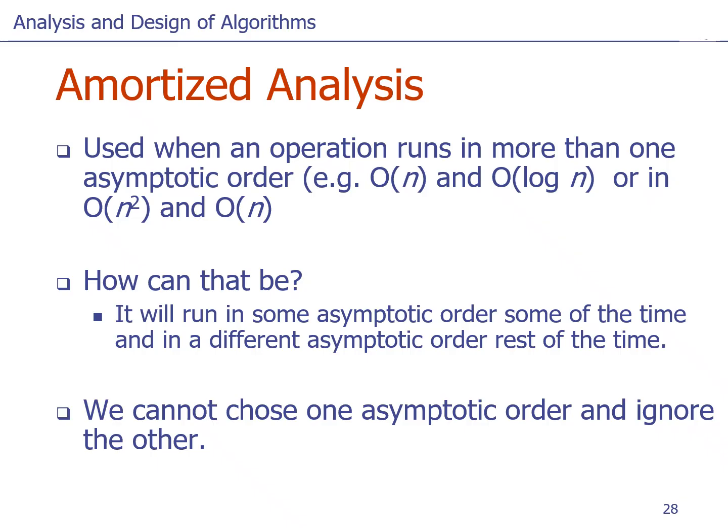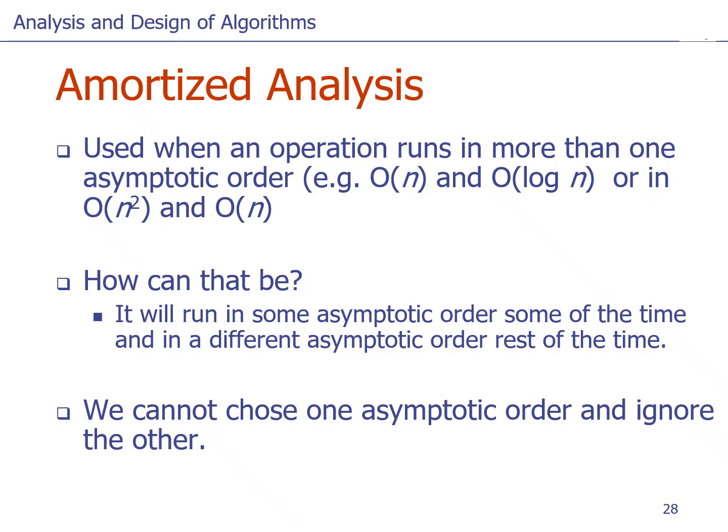Now, the problem with this approach of algorithm design is that it makes the analysis a little bit harder. Because going to our example in the previous slide, if I have an algorithm that runs sometimes in n to the 4 and sometimes in log n, I cannot say it's n to the 4 and I cannot say it's log n. If I say log n, I'm completely ignoring n to the 4. And if I say n to the 4, it's not true because it will run in n to the 4 only every once in a while.